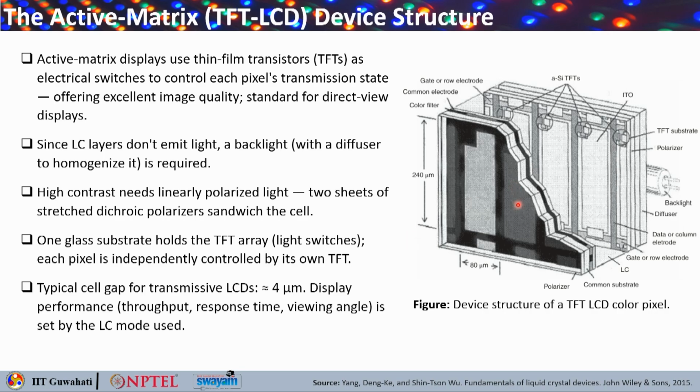The typical cell gap here for transmissive LCDs is around 4 micrometers. The display performance, such as throughput, response time, viewing angle, etc., will be set by the liquid crystal mode that is being used in this particular pixel.